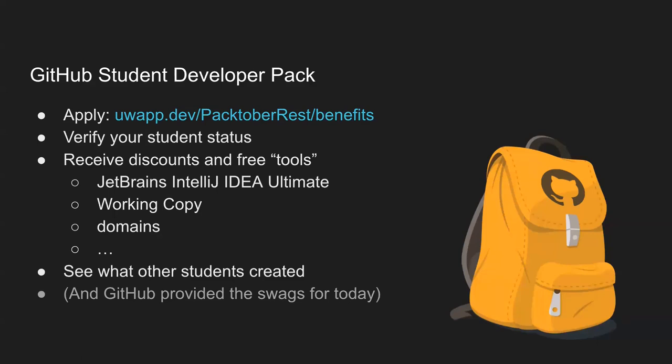And you can receive some free tools, such as the ultimate edition of the IntelliJ Java, primarily Java integrated development environment. If you've taken certain classes, you might be used to using the community edition, which is the completely free version. This one, if you're not a student, you have to pay. And there are other things such as DNS domains and much more. And the list might not stay the same year on year, so just keep an eye out for that. And you can also have some sort of a community to see what other students have created. And GitHub also provided some flags for today's event. So let's go ahead and go to the next slide.